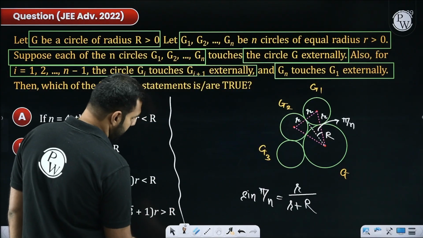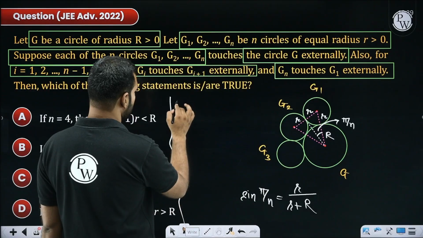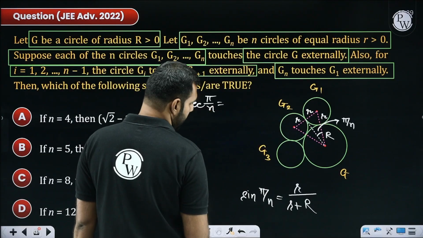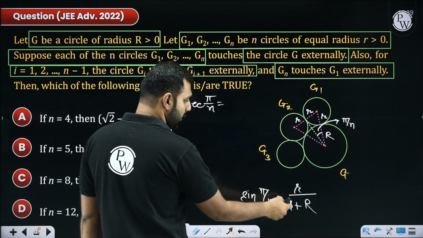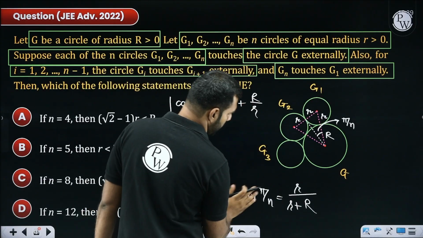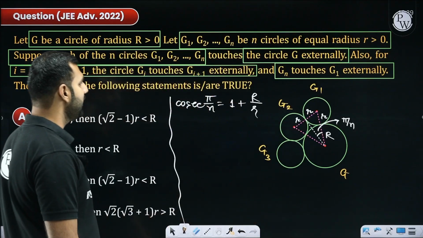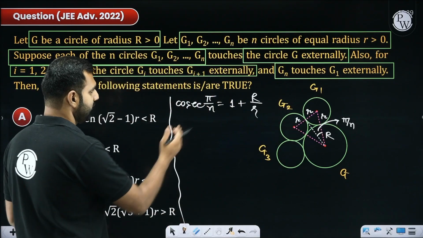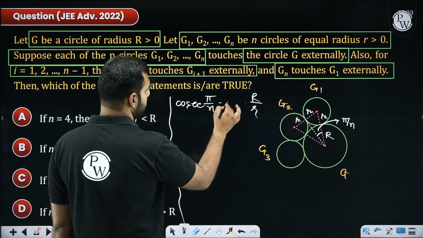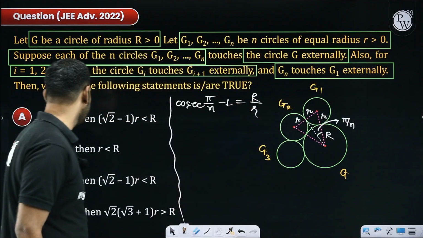Here, sine pi by n's reciprocal is what? Cosec. So this is cosec pi by n. And here what will I get? R plus r by r. So r and r are cancelled. This is 1 plus R by r. Yes or no? Everybody with me on this? So if I take this 1 to the left hand side, it becomes -1. So cosec pi by n minus 1 is capital R by small r.